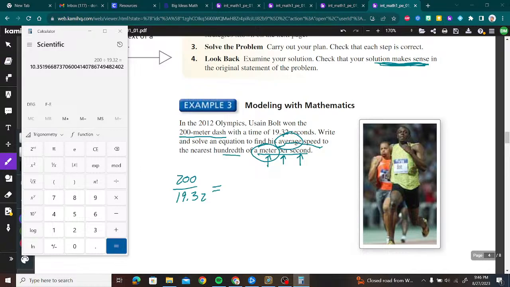And it says nearest hundredth of a meter per second. So I'm going to say approximately instead. And hundredth is the second place in the decimals. So it's 10.35. We don't round that up to 6. The 1 does not push the 5 upward. And we're also going to label our answer: meters per second.